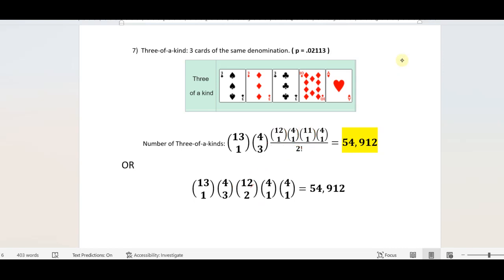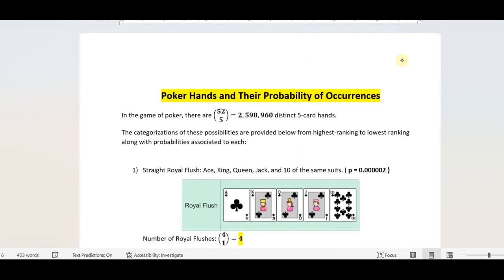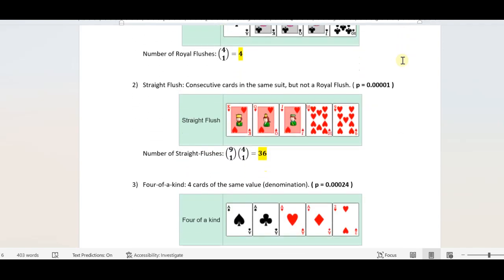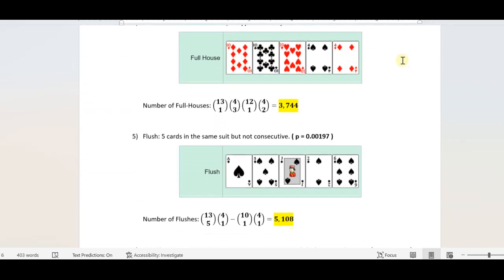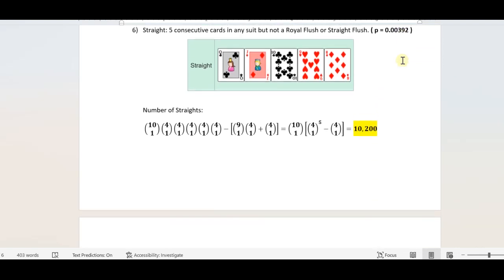All right, so however you do it, there are almost 55,000 combinations of 3 of a kinds. That's how many 3 of a kinds there are. And remember how I'm getting these probabilities, by the way. You divide this by the total number of possible 5 card hands, which I showed earlier is about 2.6 million. That's up here. So if you divide each of these combinations, the number of whichever we're looking for, by 2.6 million, you get the probabilities that I have in front of every description of that poker hand.